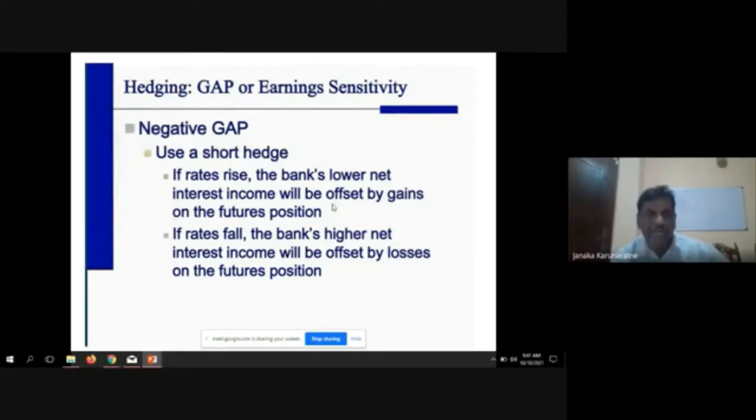Then negative gap, you go for a short hedge. If the rates rise, then the bank's lower net interest income will be offset by gains in the futures position. If the interest rate falls, then you don't have any problem. But if you hedge, what happens is you will end up with a positive gain in the interest, your book basis. But then you are at a loss on the futures position, but those will offset, right?